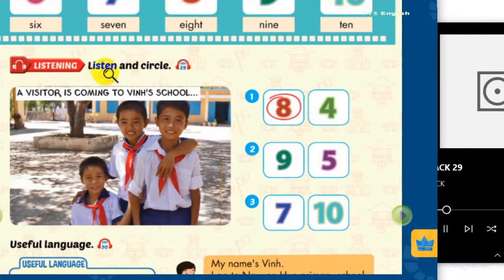Listening. Listen and circle. A visitor is coming to Vin's school. Look at the pictures. Listen. There is one example. 1.